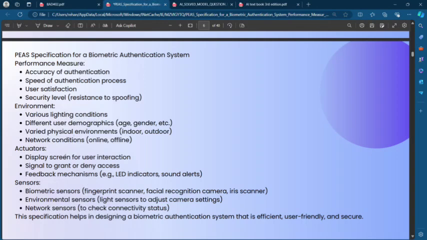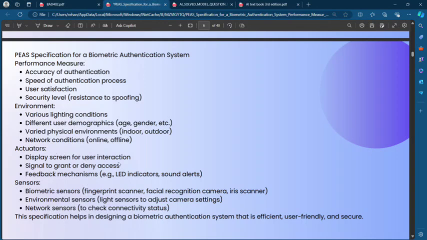Then actuator, display screen for user interaction. This is very simple. Environment is whatever is there when you're thinking about biometric authentication, whatever your environment is that you will talk about. A device is there, or you are in a shadow place or a sunny place, male, female, gender detection, age, everything. Actuator is nothing but what actions will be visible to us, what actions are done. For the basics, we need one display to show whatever is happening.